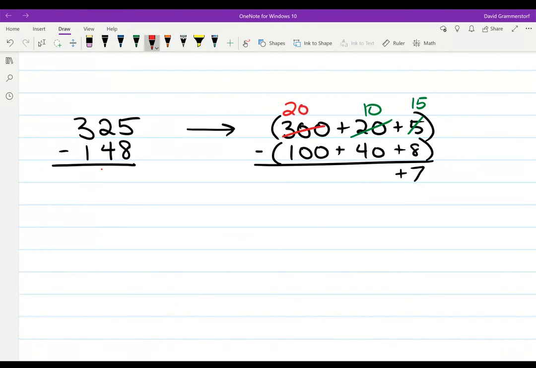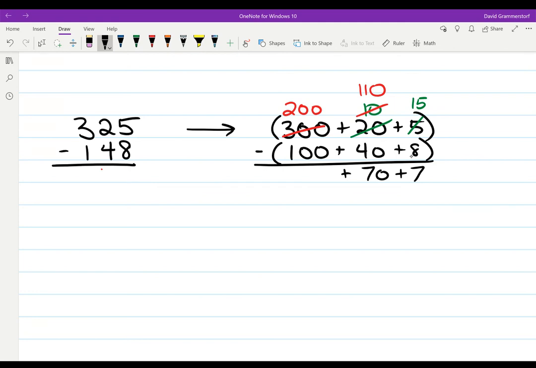Now I'm going to take 100 away from that 300, leave me with just 200 there. And I'm going to take that 100 that I took out of the hundreds column and add it to the tens. So 100 plus that 10 that's still there makes 110. Now, 110 minus 40, that's 70.